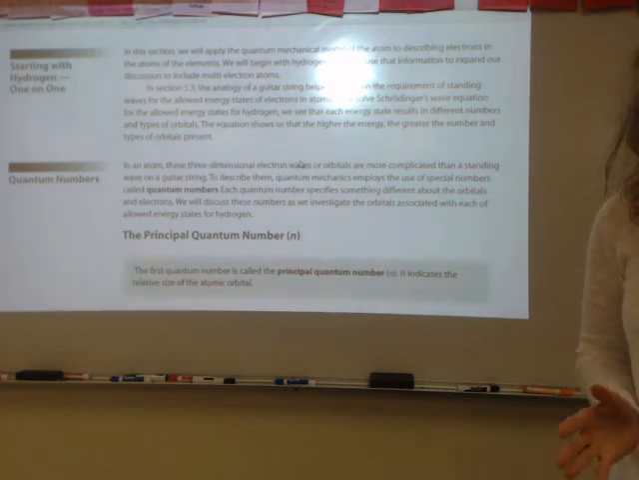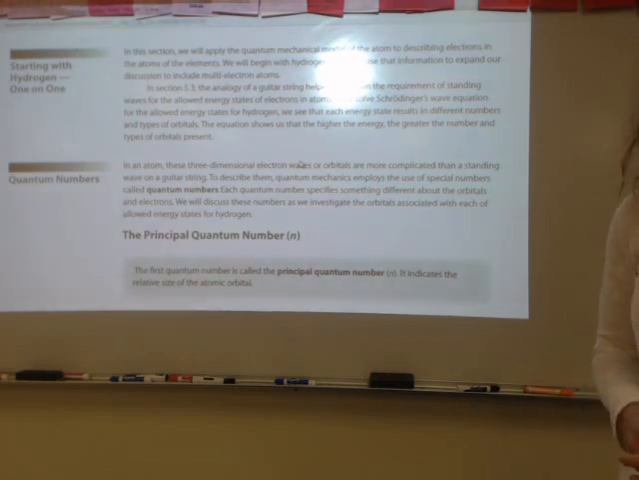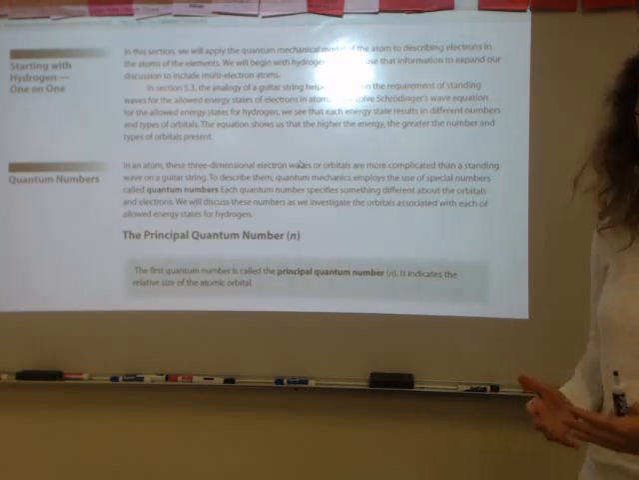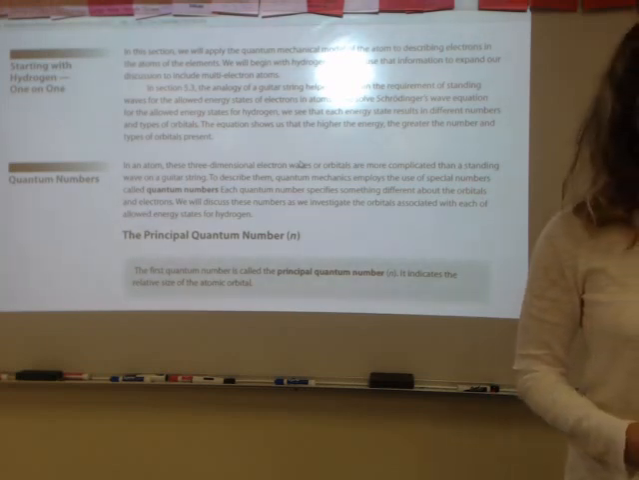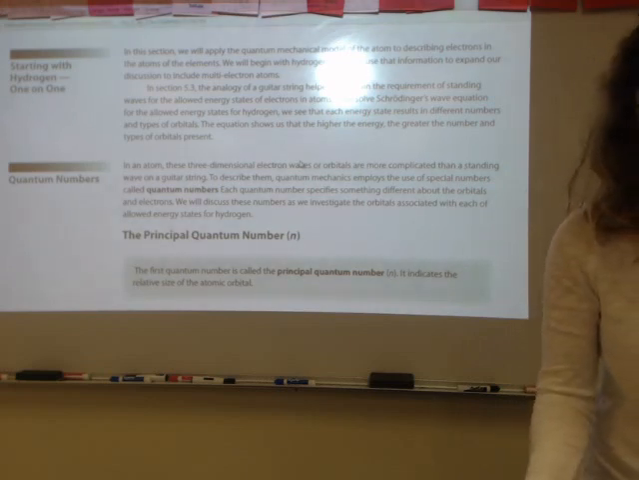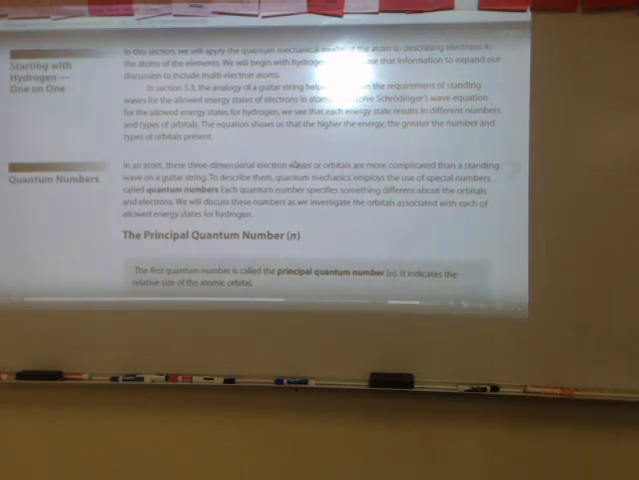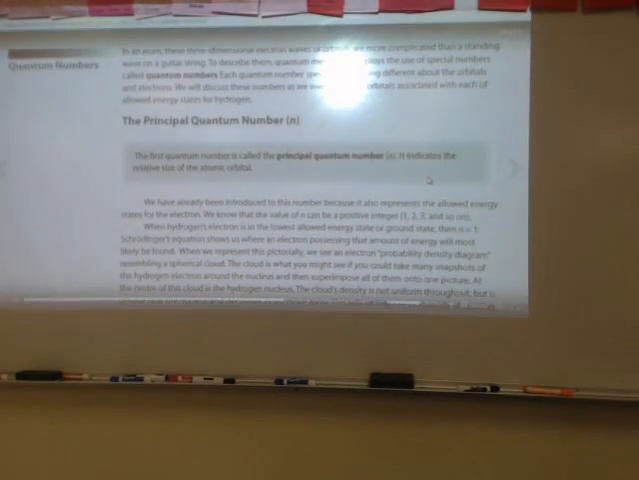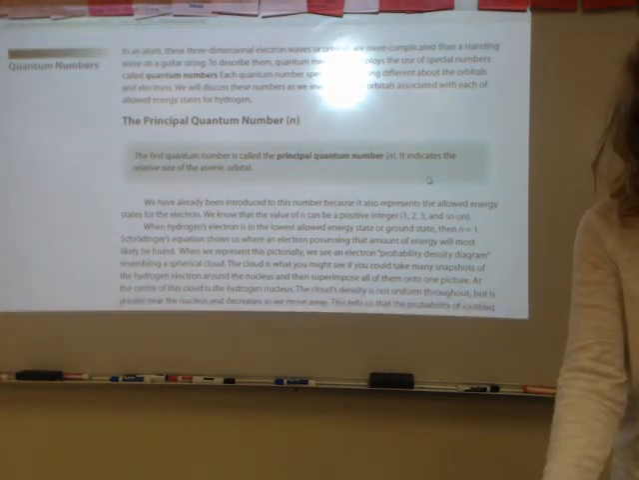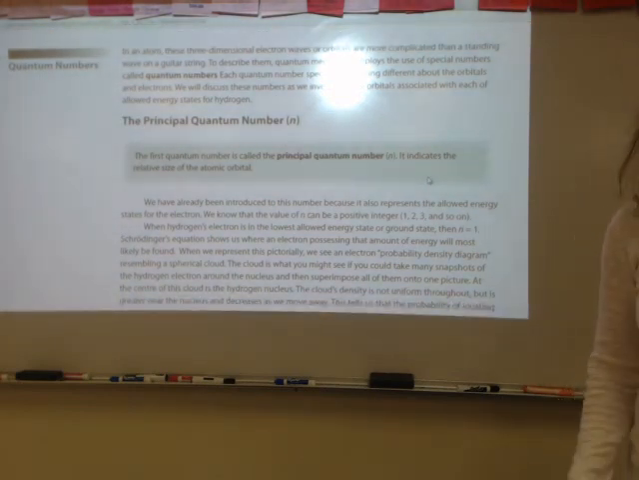And if we solved Schrodinger's wave equation for the allowed energy states for hydrogen, we would see that each energy state had its own numbers and its own types of orbitals. And the equation shows us that the higher the energy, the greater the number and types of orbitals that are present. And when you're looking at an atom, there are three-dimensional electron waves or orbitals that are more complicated than a guitar string.